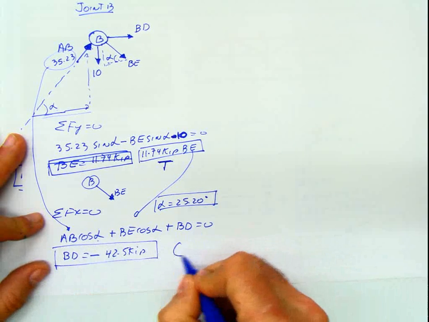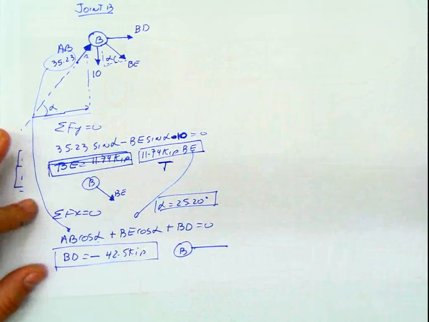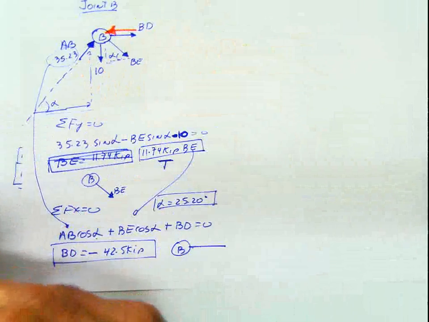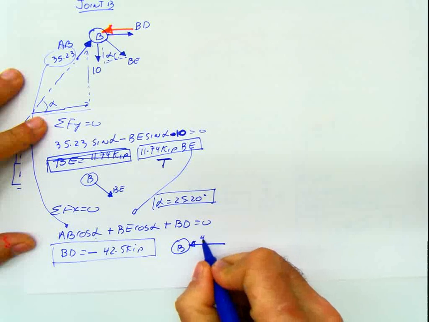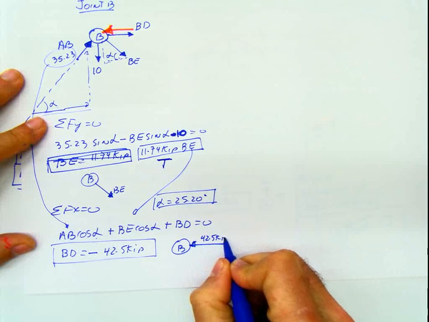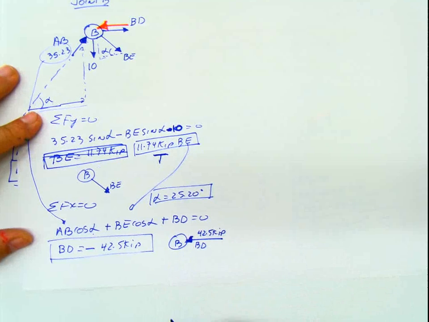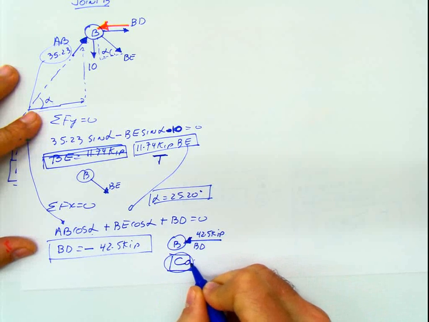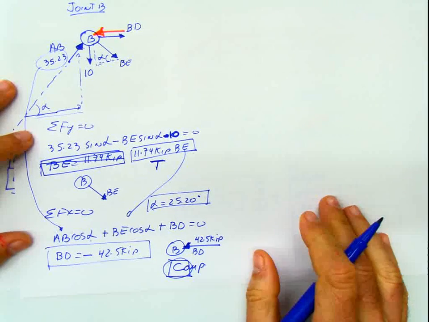Negative means that if this is my joint B and BD originally was here, now BD is going to go opposite to whatever I had. Meaning BD is going to be acting here. It's going to be 42.5 kip. That's BD. And because it's entering into the joint, that force is going to be in compression. Let me write here compression, because if I put C, somebody might think that I'm analyzing the joint C.